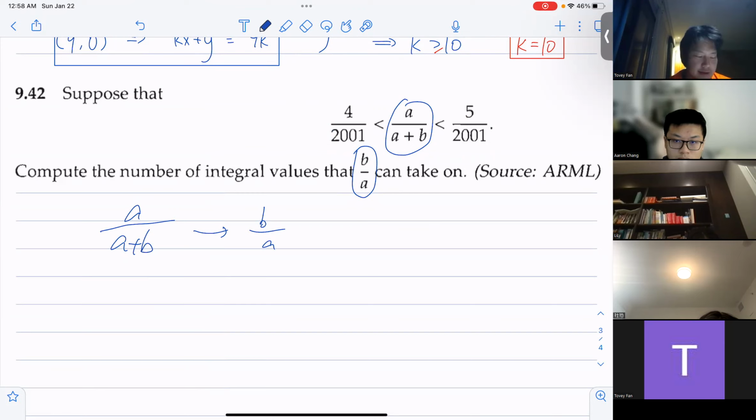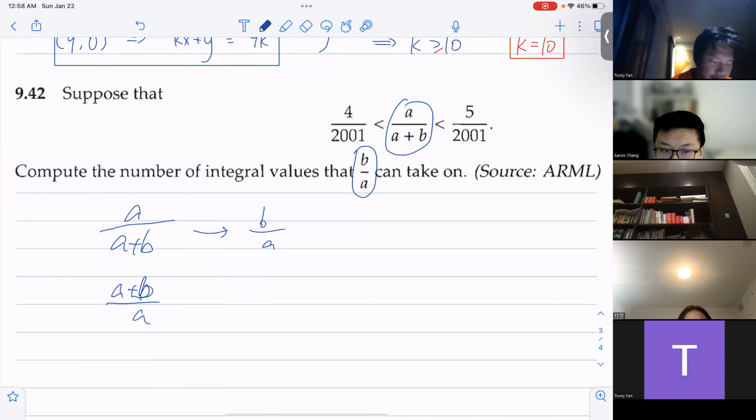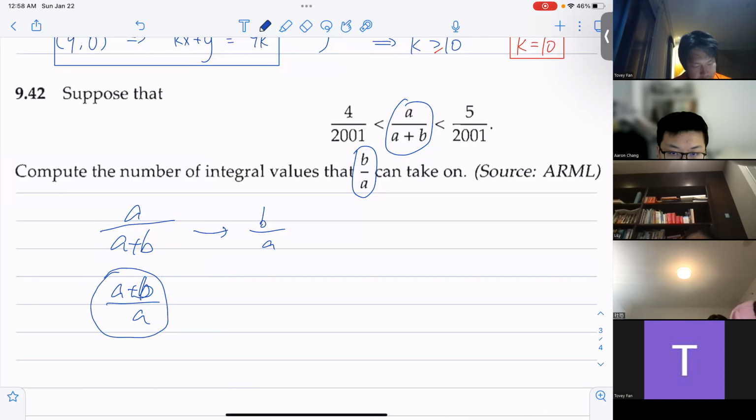See if you guys have just any idea. Any? Reciprocal. A reciprocal, good, but this would mean that you have to flip the sign. Yeah, okay, very nice. If you take a reciprocal, and then how do you go from a plus b over a to b over a?